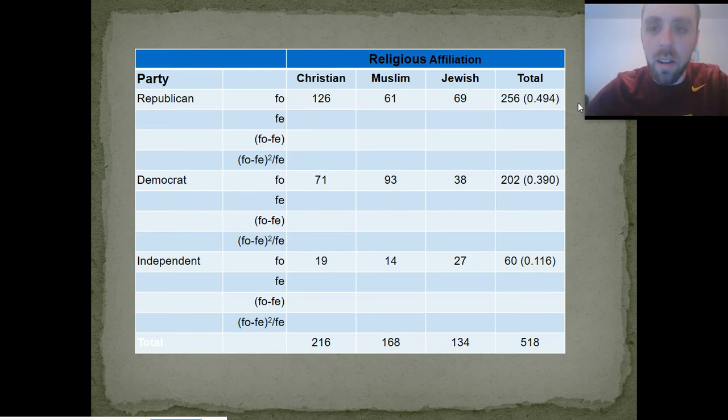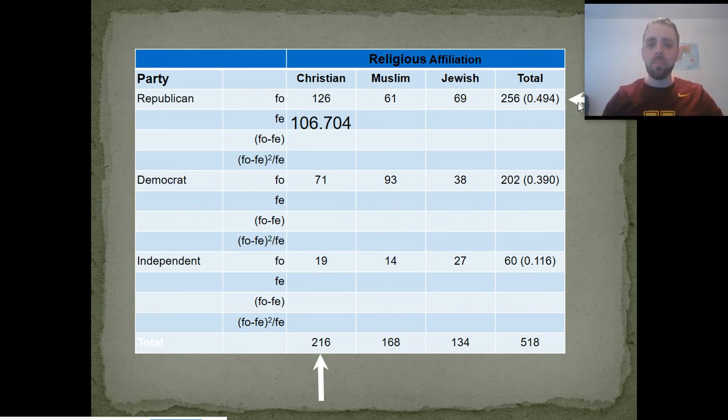I'll walk through that one more time here. I take the total percentage of Republicans in the overall sample, and multiply that by the total raw value of Christians. And that will give me, by multiplying 0.494 times 216, the frequency expected for Republican Christians if there was no relationship here. The frequency observed is 126. But when I do this, I get a frequency expected of 106.704. Am I done? No, of course not.